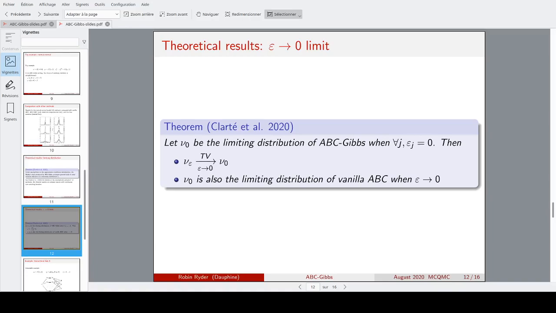Now, I should note that that doesn't mean that nu 0 is the true posterior. In particular, if your summary statistics are not sufficient, then nu 0 is different from the true posterior. It would basically correspond to a posterior conditioning on S of x, not on x.